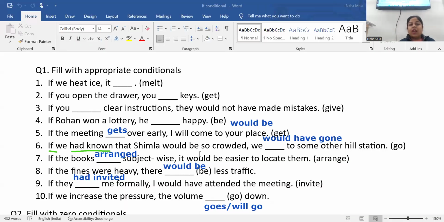So these are your answers according to the questions. If you see what we are doing, if plus simple past, would plus V1. Fifth one, if plus simple present, will plus V1. Sixth one, if plus had plus V3, would have plus V3. Seventh, if plus simple past, would be. Eighth, if plus simple past, again would be. Ninth, if plus had plus V3, would have plus V3. And tenth is if plus simple present, either simple present or simple future.